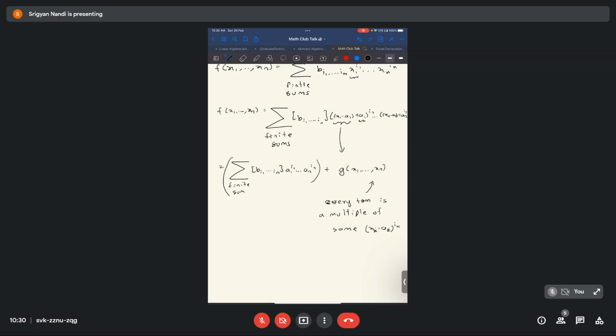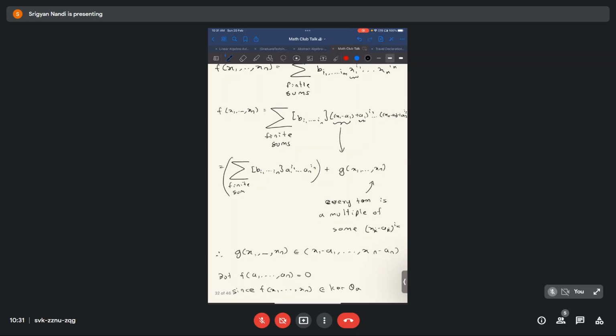So therefore, since every term here is a multiple of that, we can conclude that g(x1 to xn) actually belongs to the ideal generated by x1 minus a1 to xn minus an. But we had that f(a1 to an) is equal to 0, since f(x1 to xn) lies inside the kernel. So at the evaluation, it must yield 0.